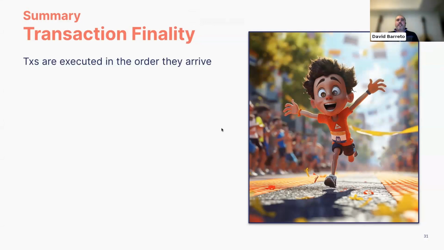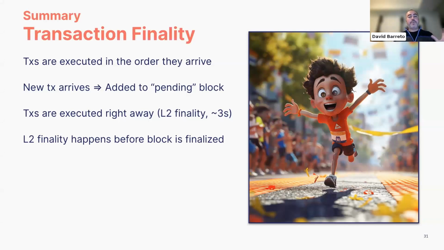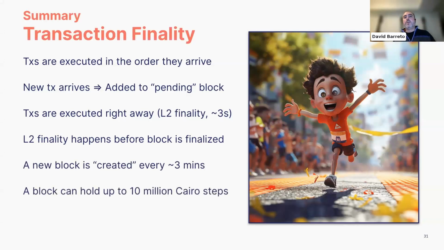Okay, to summarize transaction finality, transactions are executed in the order they arrive. When new transactions arrive, they get added directly to the pending block. Transactions are executed right away, and that's what we consider to be layer 2 finality, happening every 3 seconds. Layer 2 finality happens before the block is finalized or before it's technically created. A new block is created every 3 minutes, more or less. A block can hold up to 10 million Cairo steps, which was recently increased from 8 million to 10 million. And a transaction can hold up to 3 million Cairo steps. And that is a lot. So you can do pretty complex computations in a single transaction on Starknet.